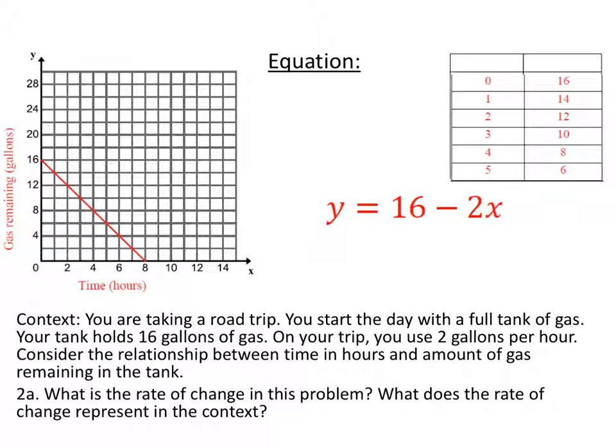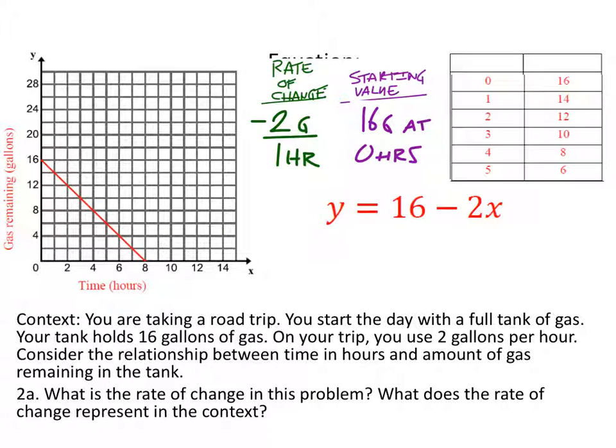2a, what is the rate of change in this problem? What does the rate of change represent in the context? Yeah, we already saw the rate of change is -2 gallons per hour. So the rate of change would be -2. And yes, it's shown in the equation with that -2 right there.